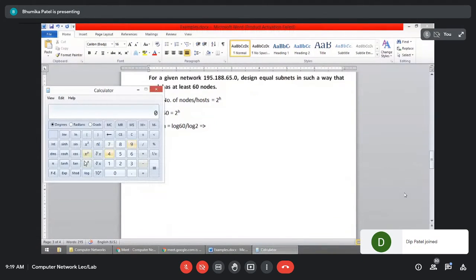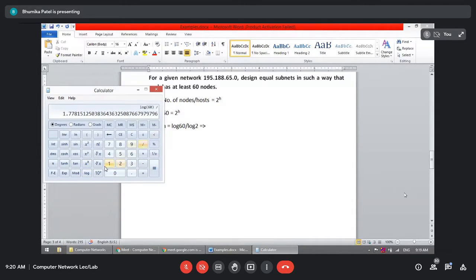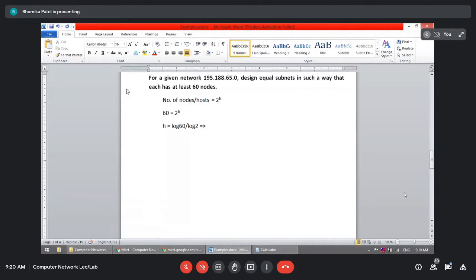Okay, so here if I write log 60, sorry, my bad, log 60, finding the log value, divide by 2. If you find out log 60 divided by 2, it will be the answer. So all of you just calculate and let me know.